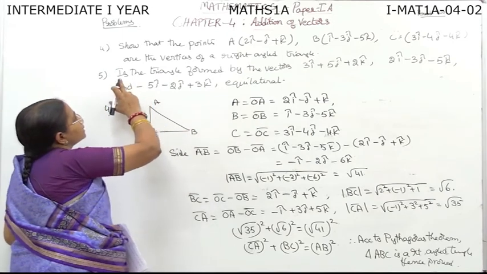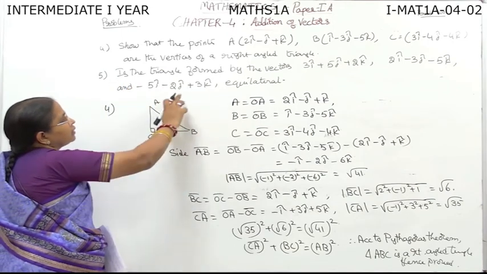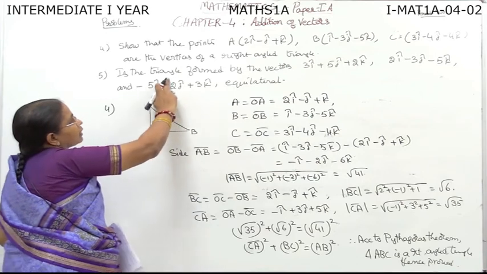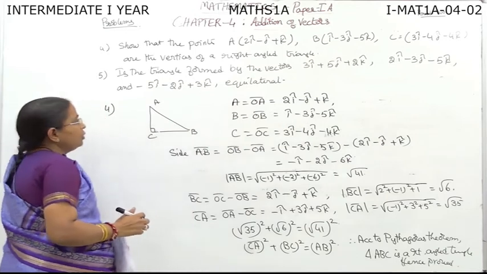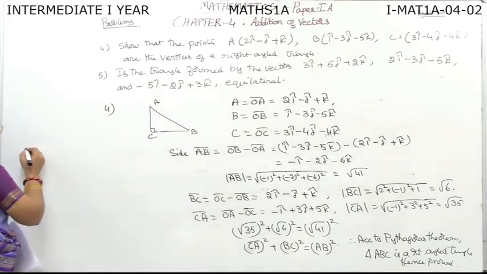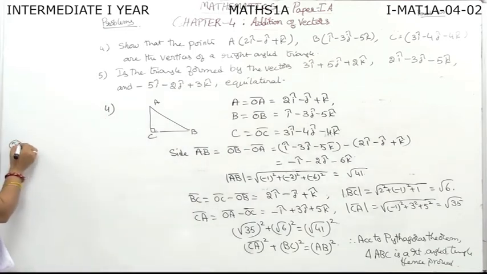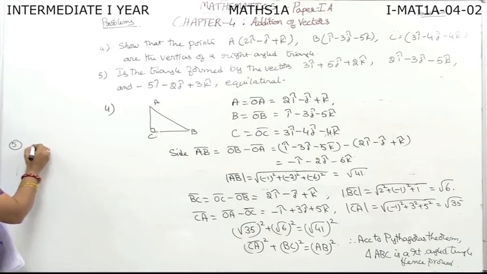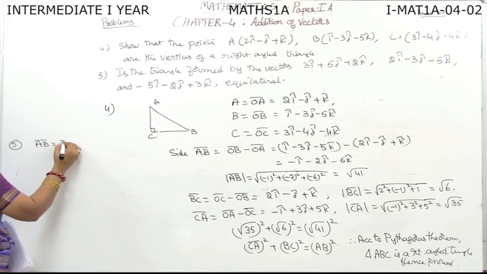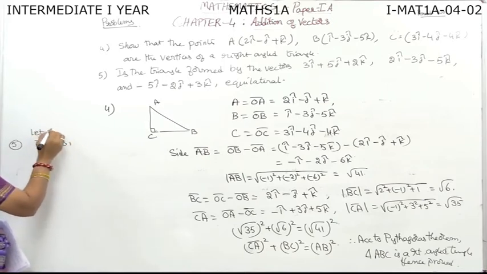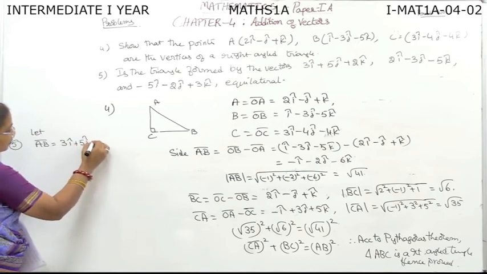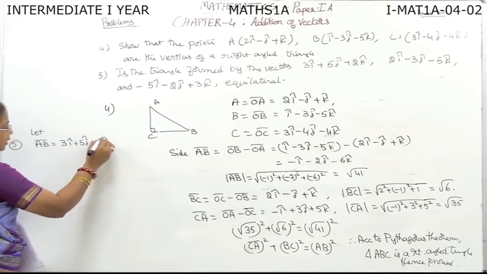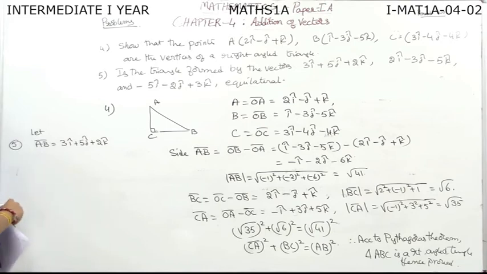Now if you see this fifth problem, these three are the vectors. The triangle is formed by the vectors. So now in the fifth problem, you have to take the vectors. We assume that AB is equal to 3i plus 5j plus 2k. AB side. So another side is BC.